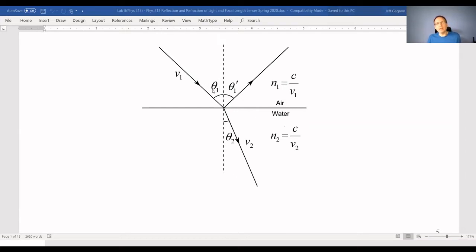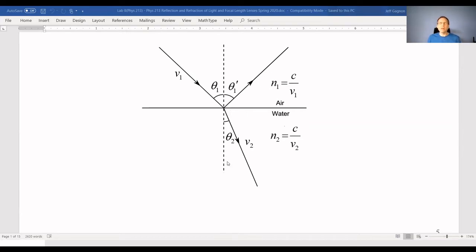I could also turn this around and imagine that these arrows are reversed and I start in water. So now I'm starting at a higher index of refraction, and this is my angle of incidence, theta 2, and I go into air, which is the lower index of refraction. What's going to happen? It's going to bend away from the normal. So in this case, the angle of refraction would be greater than the angle of incidence.